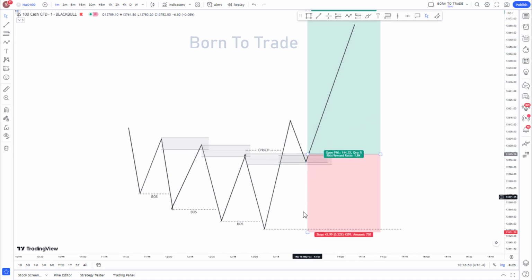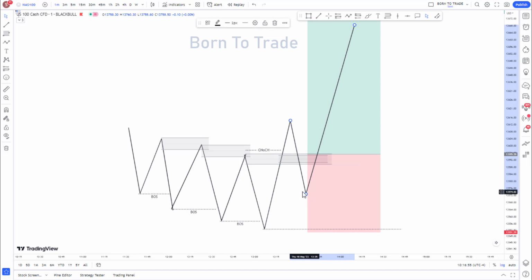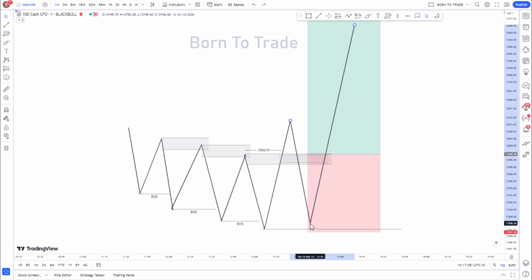upside. So why we usually keep our stop loss below here is that in some cases we might have some fair value gap right here which price might come to fill, and in some other cases price might come very close to our order block to mitigate it before pushing to the upside.